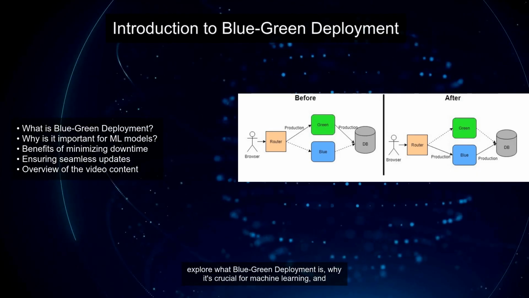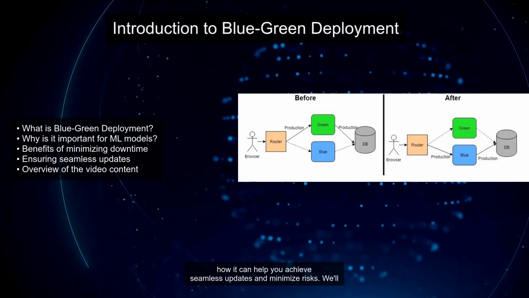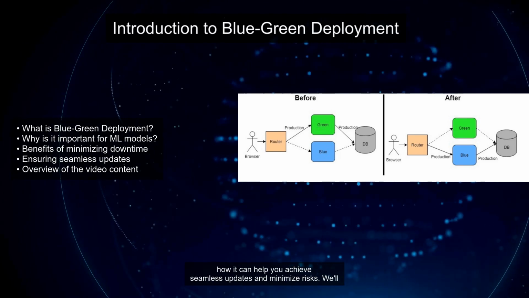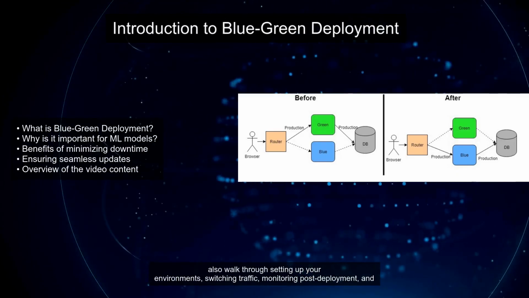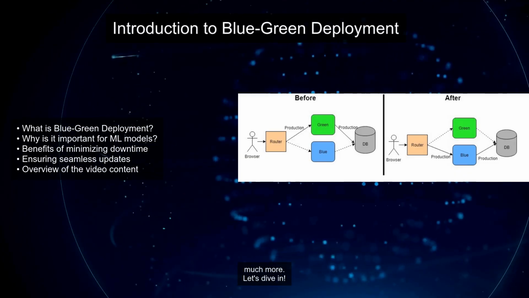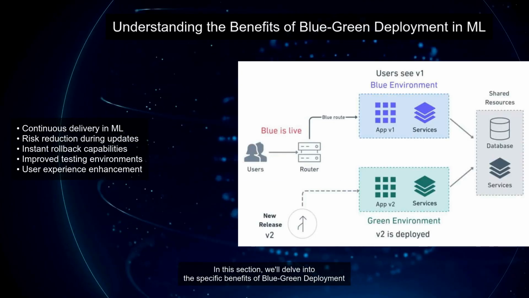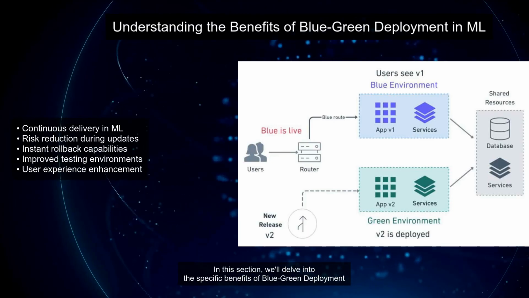In today's video, we're going to explore what blue-green deployment is, why it's crucial for machine learning, and how it can help you achieve seamless updates and minimize risks. We'll also walk through setting up your environments, switching traffic, monitoring post-deployment, and much more. Let's dive in. In this section, we'll delve into the specific benefits of blue-green deployment for ML models.